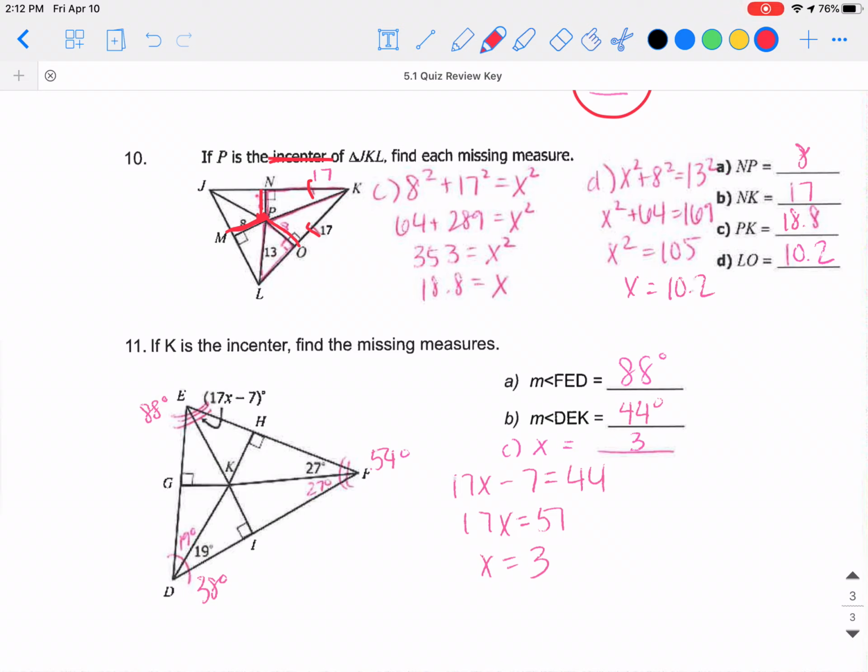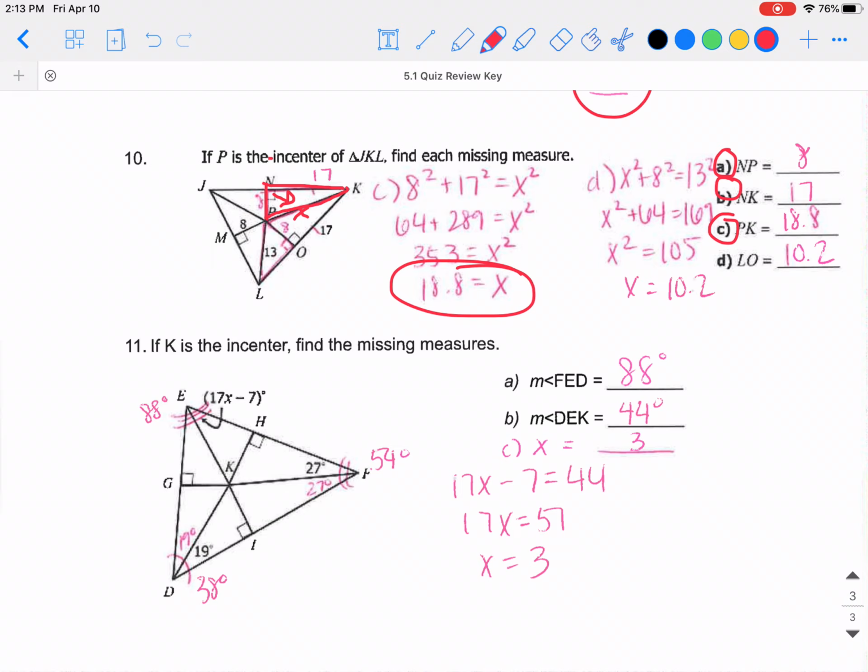So first we can find A, NP is 8, B, NK is 17, just by looking at the sides that were given. For C, PK. PK is from the incenter to the angle. So we're going to have to create another right triangle and use the Pythagorean theorem. We're looking for the hypotenuse, which is across from the 90-degree angle, so we're going to call that x. So 8 squared plus 17 squared equals x squared. Solve for x, and we get 18.8, so that's C.